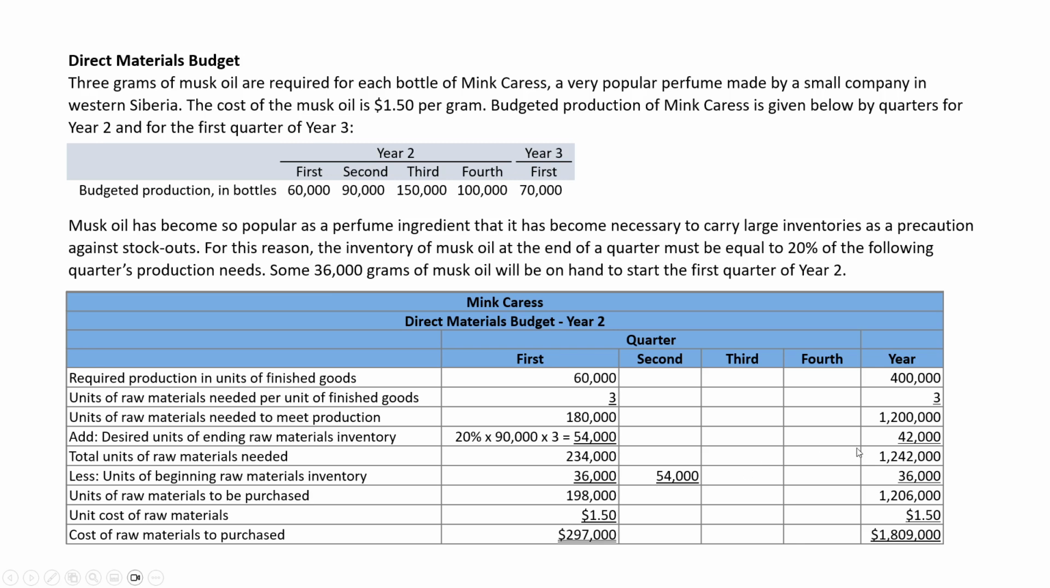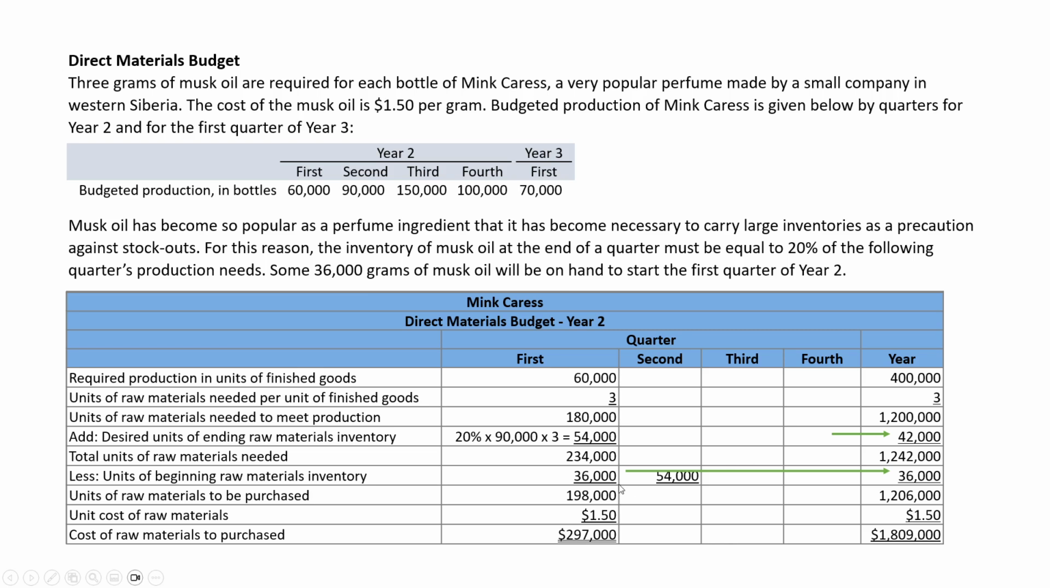Also note, again, gave you some year-end forecasted totals, and very similar to our production budget, we can't add all of our columns across for every row. In particular, our desired ending inventory for the year is the ending inventory for the fourth quarter, because the fourth quarter is the last quarter. So I'll note, if you work that out, that's going to be 42,000. I don't have the calculation involved, but you can work that out as a check figure.